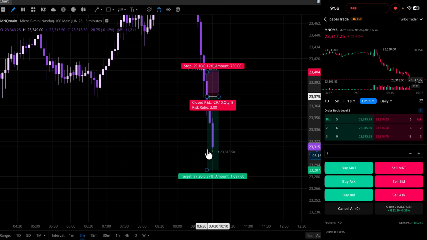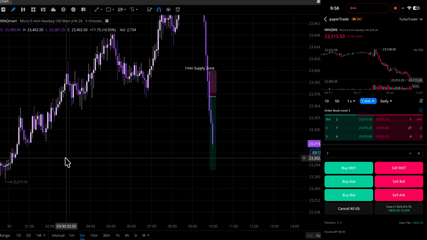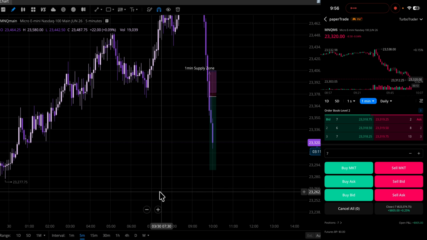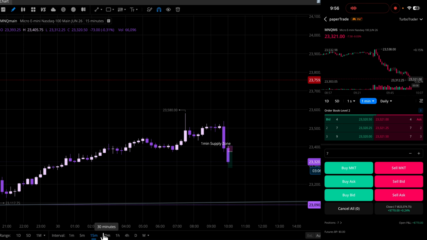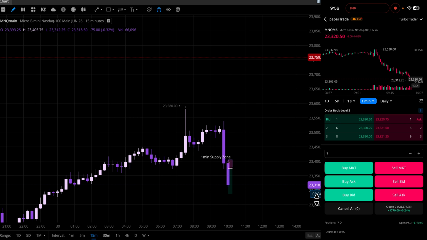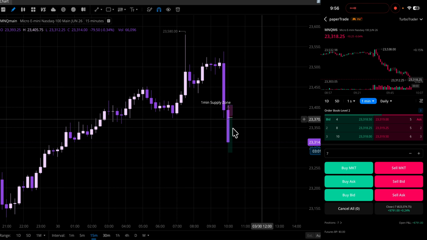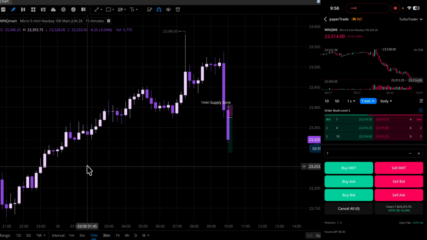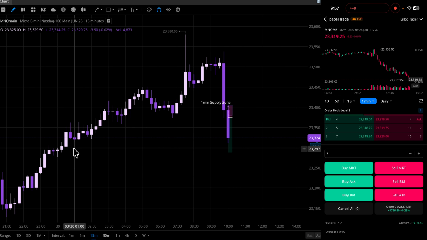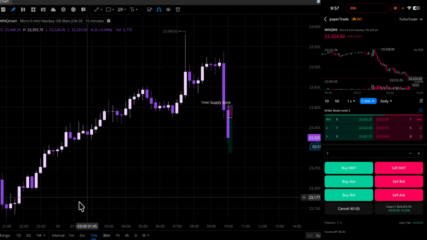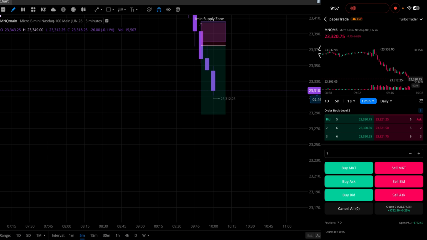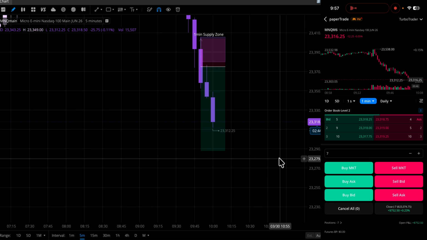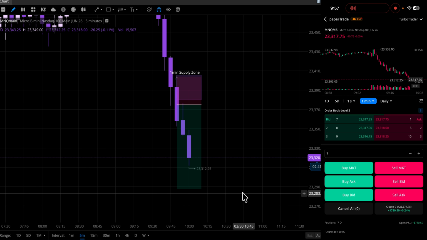Okay. So let's see what the next zone is. It's a whole bunch of stuff on this 5 minute. I genuinely don't know. Let's go somewhere cleaner. It just invalidated that zone. There's a zone right here. We're just gonna aim for this 3 to 3. I think that's a good aim. And we'll get out. And that'll be the trade for the day.